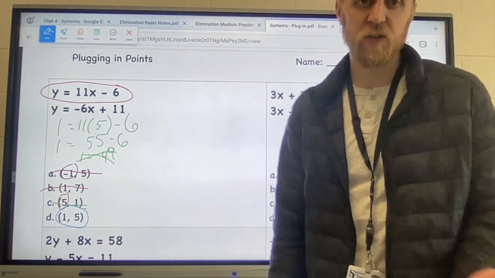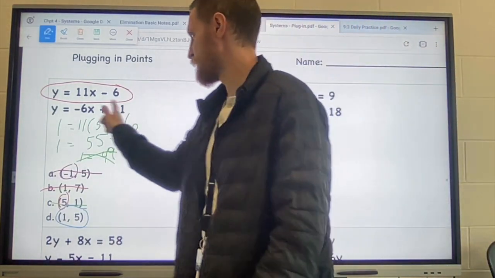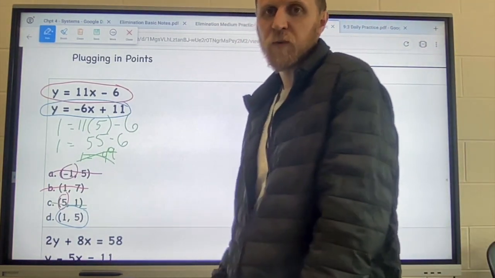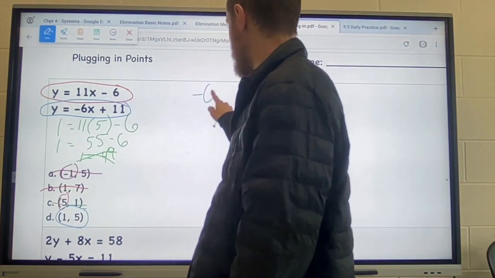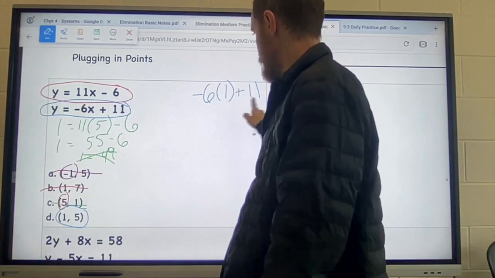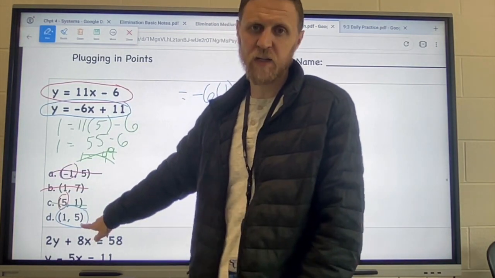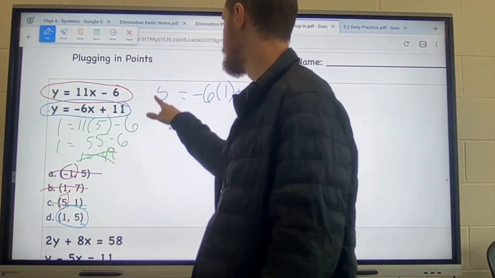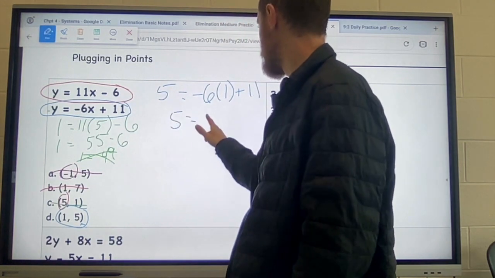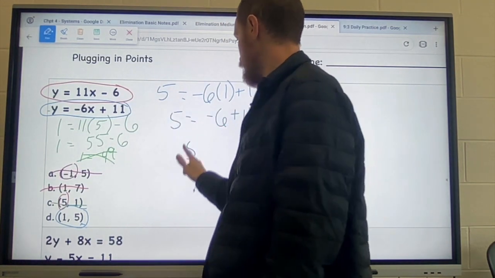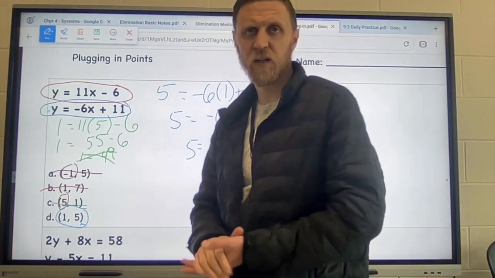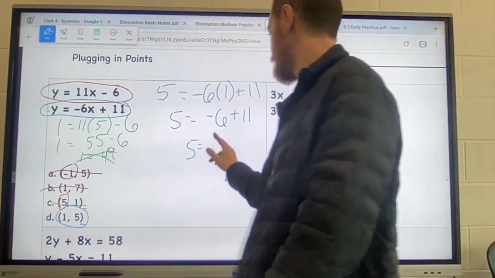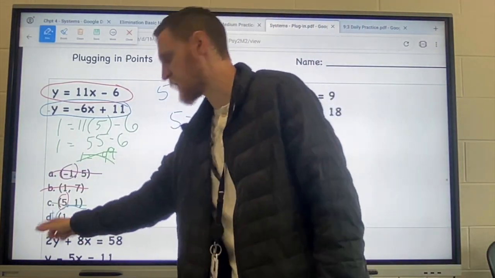So let's try the second one too, just to make sure, or just so I can prove myself further. y equals negative 6x plus 11. Let's see what happens. If I put the 1 where the x is, that'd be negative 6 times 1 plus 11. And if I put the 5 where the y is, because that's the y value, it's right there, then that would be 5. So 5 equals negative 6 plus 11. Well, type that in your calculator, negative 6 plus 11, and you get, that's right, 5. So that's how we know that that's my answer.